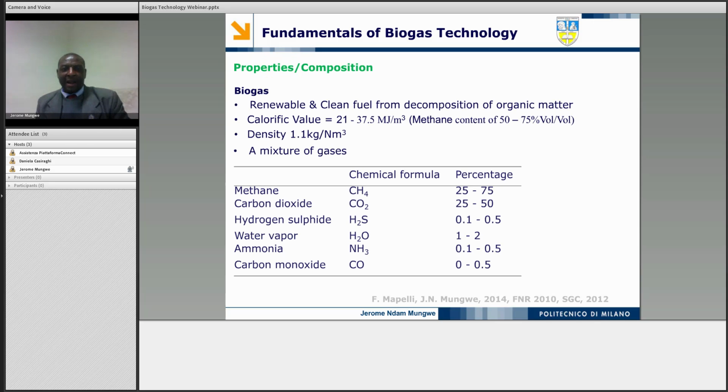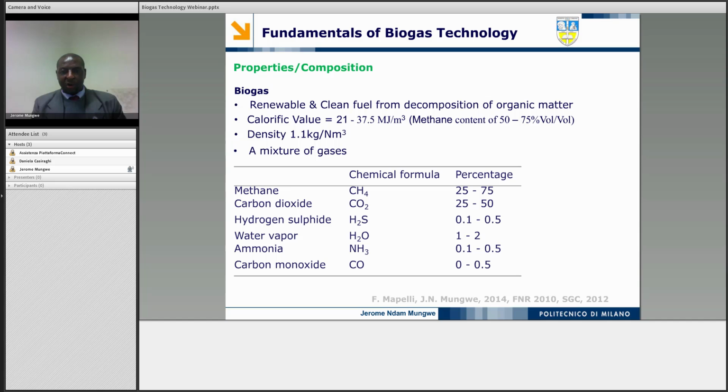For the properties of biogas, first we recall that biogas is a renewable and clean fuel from the decomposition of organic matter with a calorific value that ranges between 21 and 37 megajoules per cubic meter. And this wide range is mainly because of the content of methane in the biogas, which ranges from 50 to 75% by volume. The density of biogas is 1.1 kilograms per cubic meter.